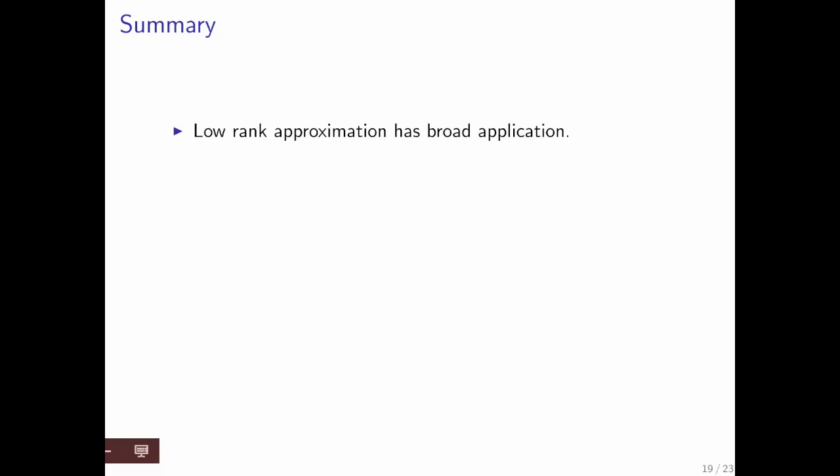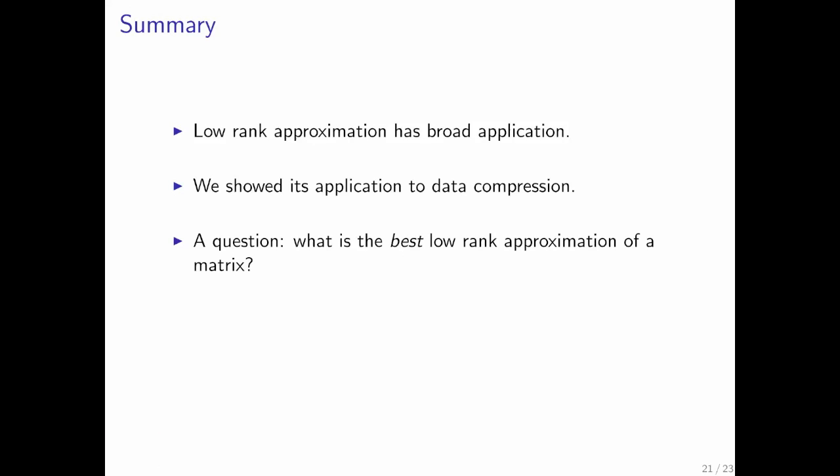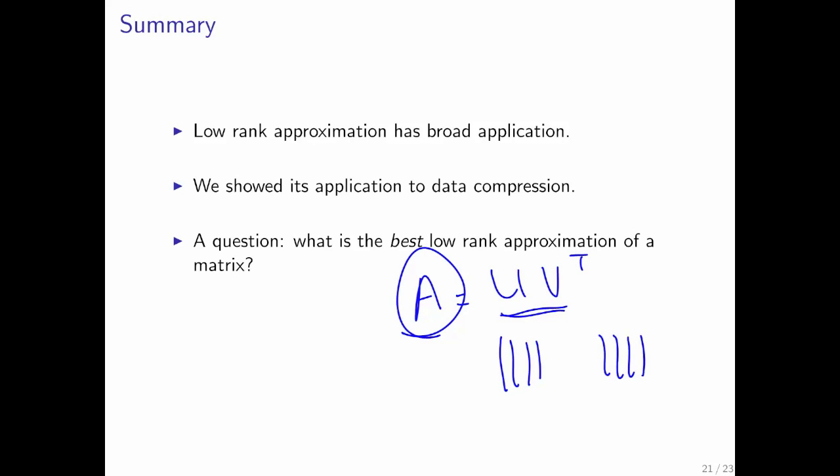So in summary, low rank approximation has broad application, and we showed how low rank approximation in a very naive way can be applied to data compression. A question now is, what is the best low rank approximation of a matrix? Because if A is equal to some U times V transpose, where this is the approximation, it would be great to take U to be the best K columns and V to be the best K columns, so that U times V transpose is the best approximation for A.